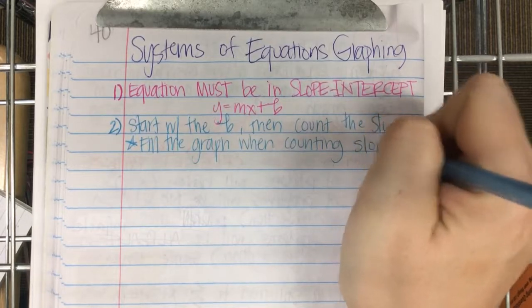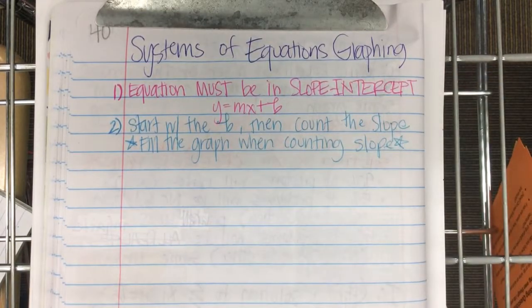And here's why. You're going to have two ordered pairs on top of each other. You're going to have two dots that intersect because the answer is an ordered pair. The more dots you put on there, the more you increase your chance of having the two dots on top of each other.